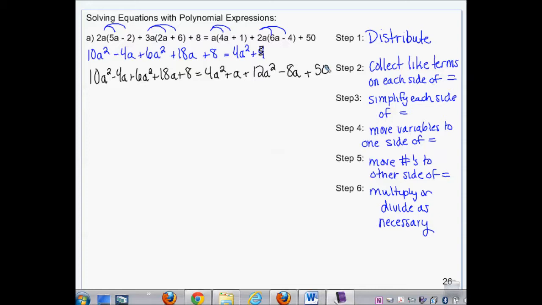I want to put my like terms together on each side. So I have 10a squared and 6a squared, and I'm going to write those next to each other. And then I have negative 4a and 18a. Those are like terms. And then there's this lonely 8. Then I have 4a squared and 12a squared and a minus 8a and then a lonely 50. So I've rearranged it so all my like terms are together. You don't actually have to do this step if you're good at combining like terms without rearranging.